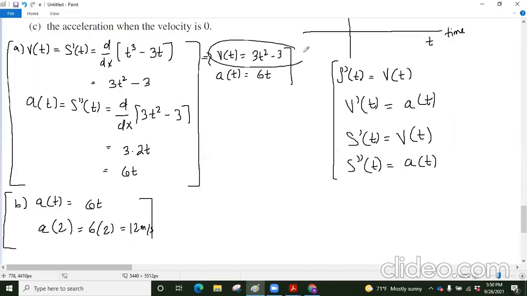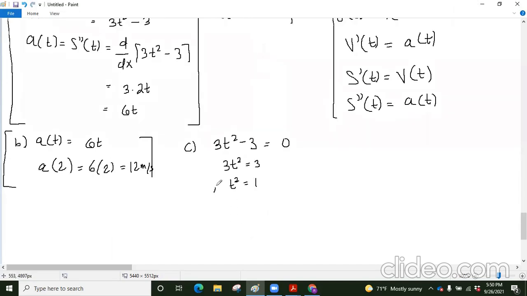So if you want to find when the velocity is 0, this is part C, just take the velocity function and set it equal to 0. That's 3t squared minus 3 equals 0, so 3t squared equals 3, and then t squared equals 1. And then we take the square root of both sides. That's t equals plus or minus 1. Time can never be negative, so t equals 1. So when the velocity is 0, t is equal to 1.